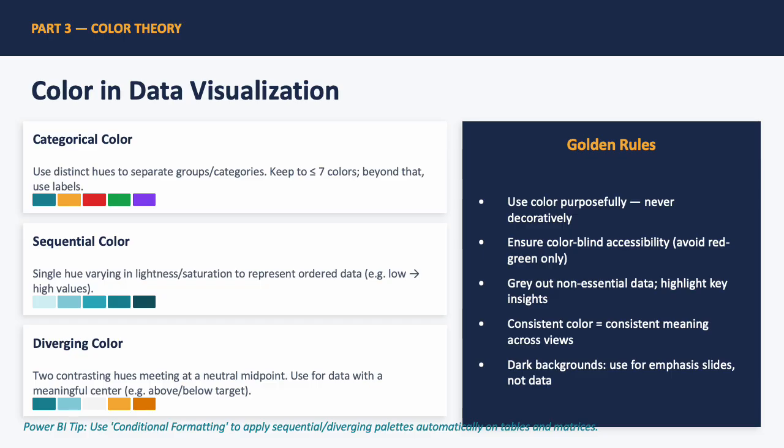The golden rules on the right here, you can see, are worth committing to memory. Use color purposefully, never decoratively. Ensure that your palette is accessible to color-blind viewers. Approximately 8% of people have some form of color vision deficiency. So never rely solely on red-green distinction. And maintain consistency. If blue means one product category on one chart, it must mean the same thing on every chart throughout your report.